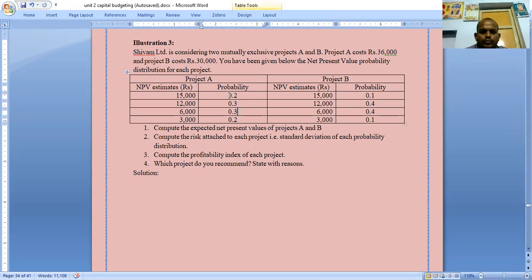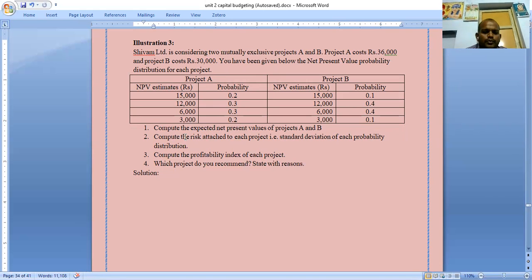So as I told you previously, total probability will be 1 always. So NPV estimates for project B and their respective probability. First one, compute the expected net present values of project A and project B. So we have to multiply these NPV estimates with the probabilities. Then we will get the expected net present values.